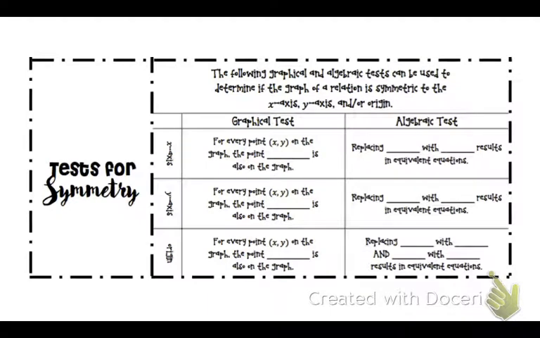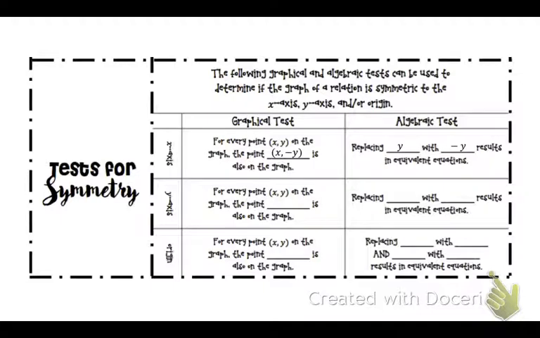Okay, so tests for symmetry. The graphical test: for every point (x, y) on the graph, the point (x, -y) is also on the graph. So basically, if it's symmetrical with the x-axis, that means you can fold it downwards over the x-axis and it will line up perfectly. Okay, we'll get more into that and it'll make more sense. Algebraically, you replace y with negative y and it should result in an equivalent equation.